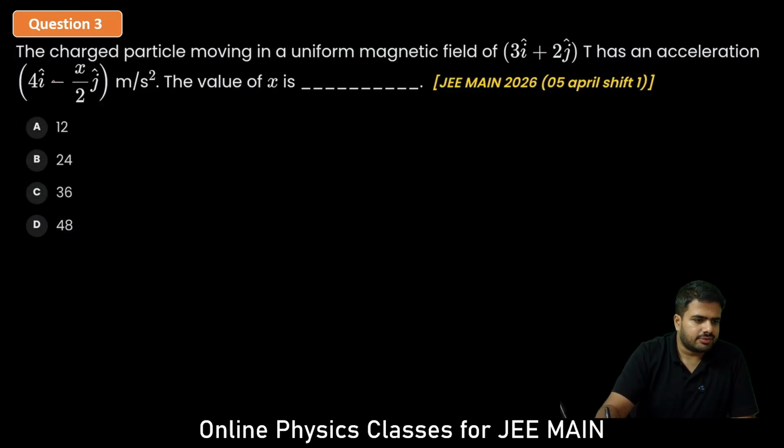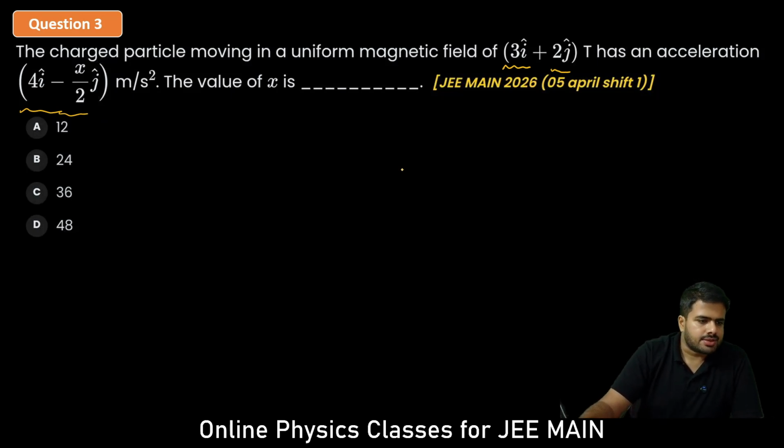Okay, so let's see the next question, number 3. Let's read out the question first. The charged particle is moving in a uniform magnetic field. Here they have given the magnetic field as 3 i cap plus 2 j cap Tesla, and it has an acceleration of 4 i cap minus x by 2 j cap. Then you have to find the value of x.